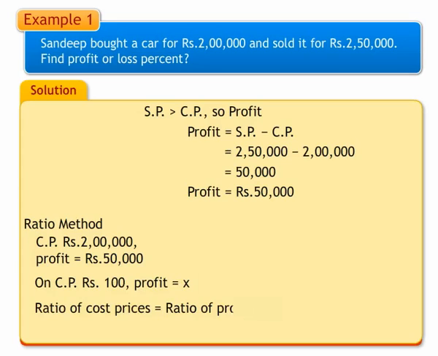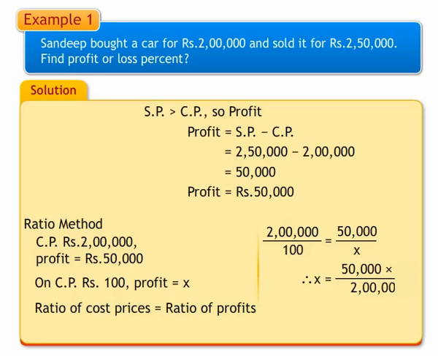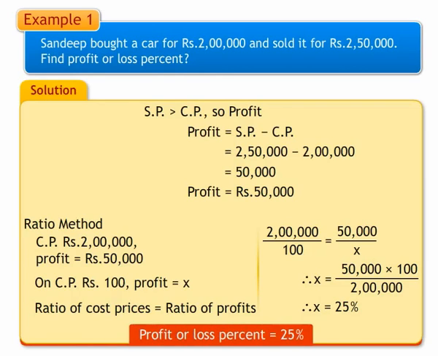Ratio of cost prices is equal to ratio of profits. Therefore, 2 lakhs upon 100 is equal to 50,000 upon X. Therefore, X is equal to 50,000 into 100 divided by 2 lakhs. Hence, X is equal to 25%. Thus, profit percent is equal to 25%.